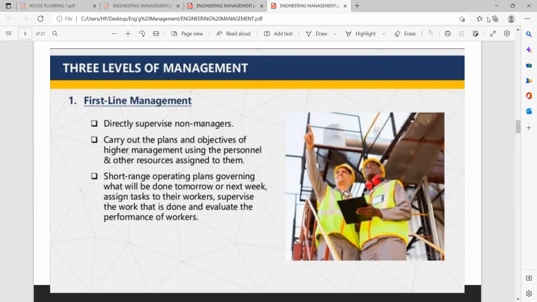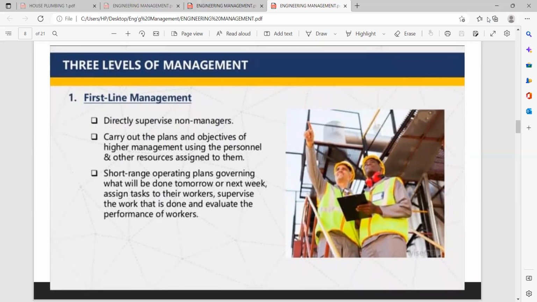So again, short range, example nito is meron tayong project. So yung project na yon, it's either multi-story man or one story. If one story, it will be done in 3 months. Okay, so si first line management, it will make sure na yung specific deadline will be met.